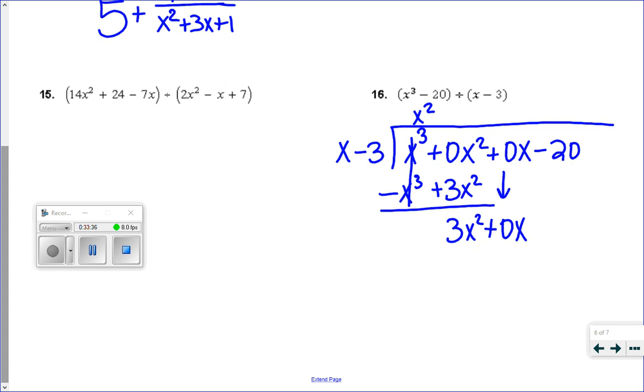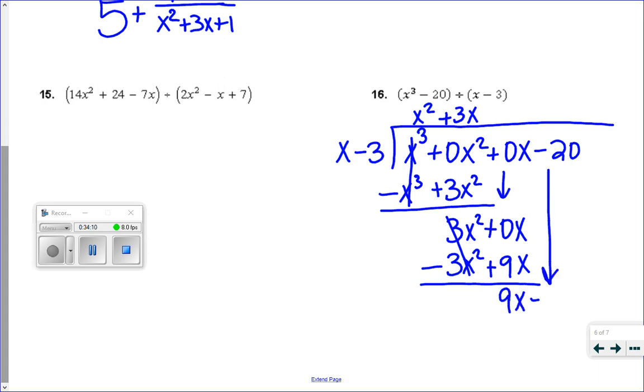Do it again. X times what gives us 3x squared? That would be times 3x. Okay? So that's our next number in our answer. 3x times x is 3x squared, as it should be. And 3x times a negative 3, that is a negative 9x. Change signs, drop your line, subtract, or combine. Since we already changed the signs, it's just combine. That cancels. 0 plus 9 is 9x.